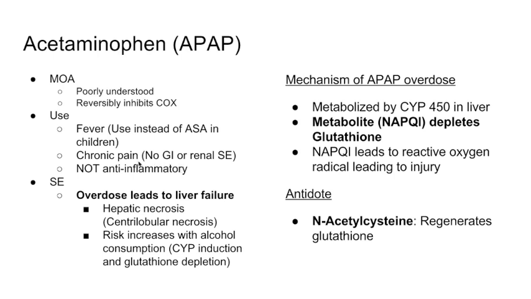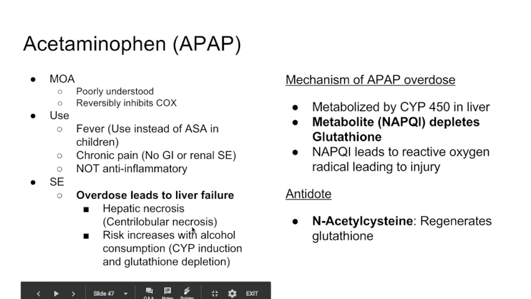Side effects for acetaminophen are very mild. The important thing for acetaminophen is the overdose. As we all know, acetaminophen overdose leads to liver failure. The exact type of liver failure is hepatic necrosis, specifically centrilobular necrosis, and you learn about that in pathology. The risk increases with alcohol consumption because alcohol induces CYP enzymes and causes glutathione depletion.